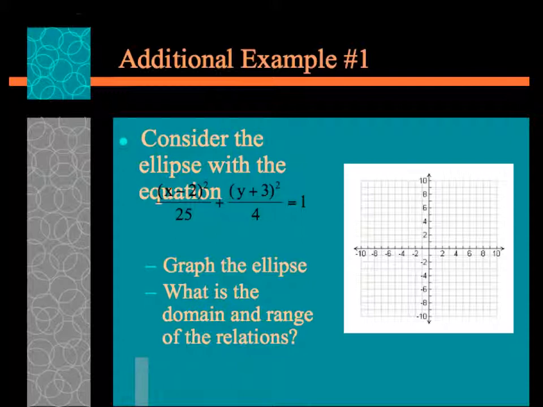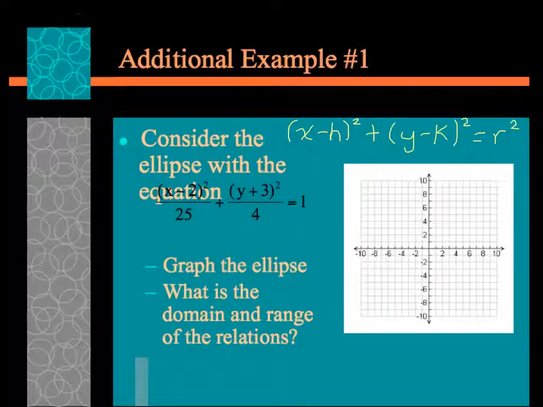Well, I want you to notice that this looks similar to the equation for a circle, except that x squared and y squared are being divided by something, which is what makes it an ellipse.